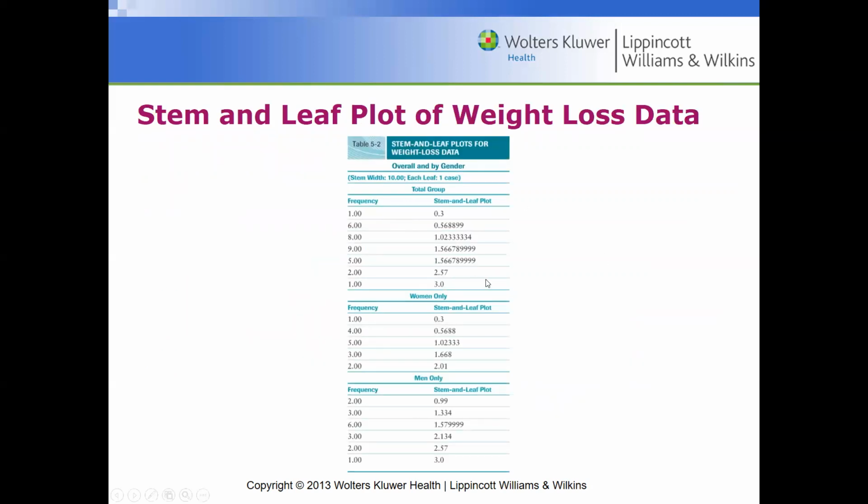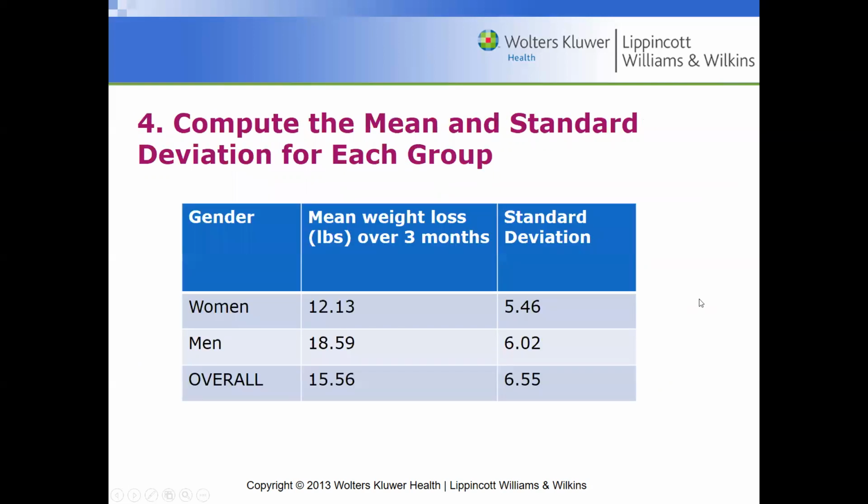If you do a stem and leaf plot, you can see the type of data that we have. Another way you could look at this would also be in a histogram. You compute the mean and standard deviation for each group. When you're looking at the mean weight loss over 3 months, you can see that women have 12.3 pounds, men have 18.59 pounds, and then the mean overall is 15.56. And then you have your standard deviation here. SPSS will calculate all this for you, so you don't need to calculate this by hand.